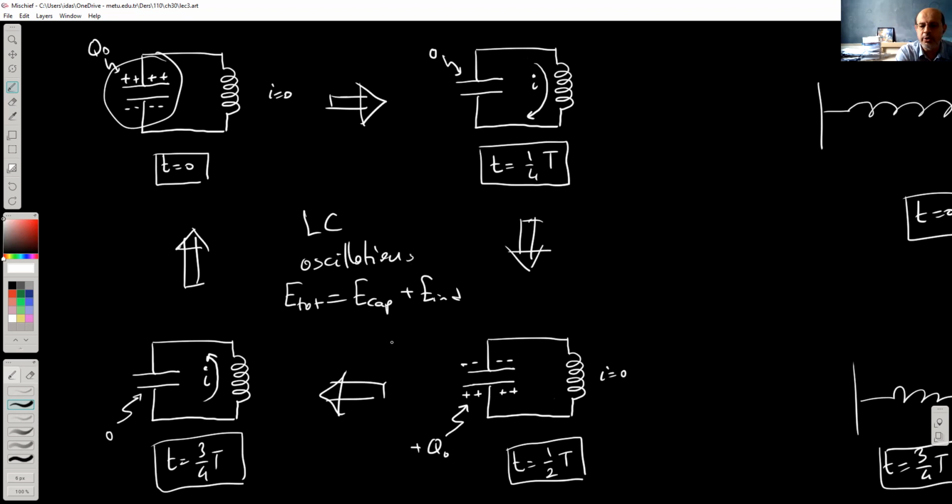There's a perfect analog between these two situations, the LC oscillations and the mechanical oscillations. There are two kinds of energy, and the energy is periodically exchanged between these two forms.